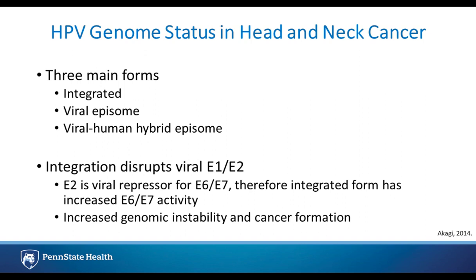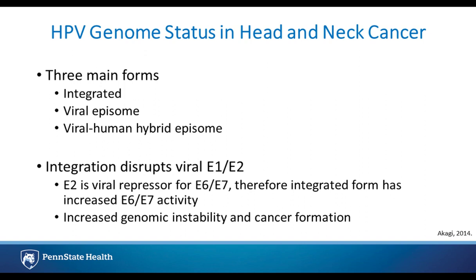And so we're looking at HPV in these head and neck cancers, and we're realizing that there are three main forms that are described in the literature, mostly hypothetically. There hasn't been super detailed evidence for this. So the HPV can be integrated into the human genome, can exist as a viral episome, so that's separate from the human genome, kind of as a ring it's thought to be, or a viral-human hybrid episome. And so it's some type of ring form that includes human DNA, perhaps integrates and pops out or something along those lines. It's also been described that integration can disrupt the viral E1, E2 gene.